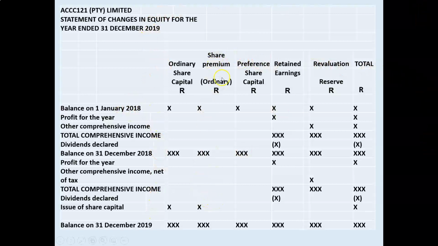Share premium, don't break your head about that now. We will deal with that. Preference share capital, it's also a form of capital. Don't break your head there. Just know that if we have issued, we will have to add it to preference share capital.